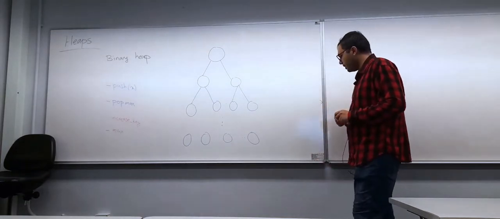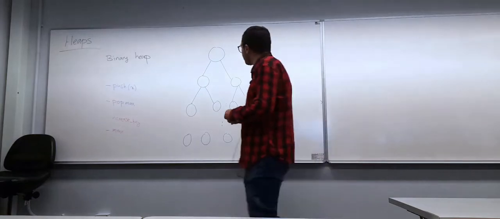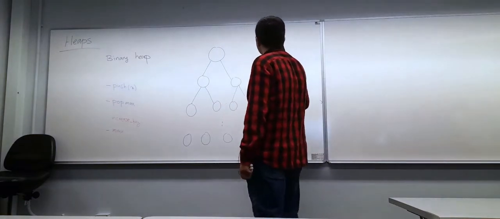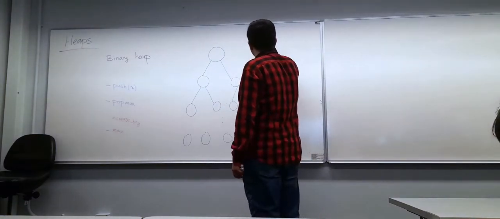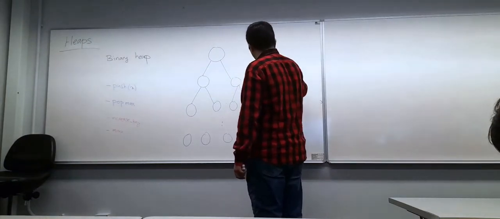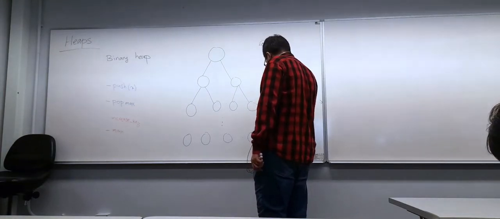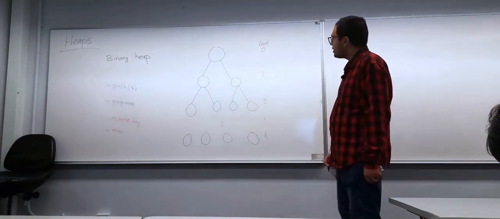But what is the runtime? Well, let's just count. So let's say I have different levels. Let's call this one level 0, let's call this one level 1, level 2, and so on. And let's say that the last level is level k.